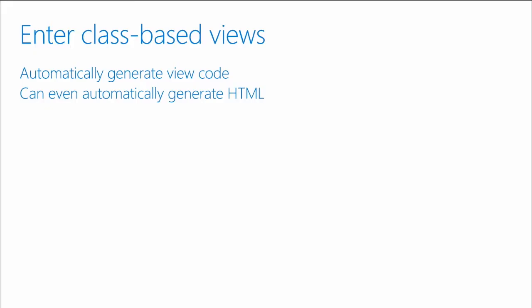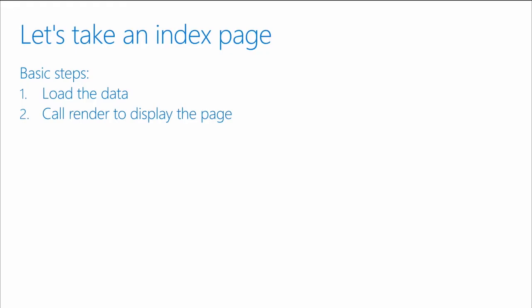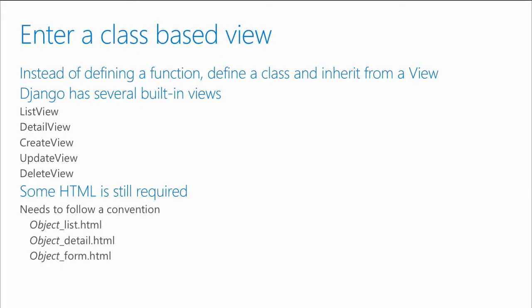This is where class-based views come into play. With a class-based view, it'll automatically generate the view code for us, and in certain cases, can even generate the appropriate HTML. So for example, with an index page, think about it. What we need to do is load the page and then call render to display that out. Let's not do that. Let's instead use class-based views.